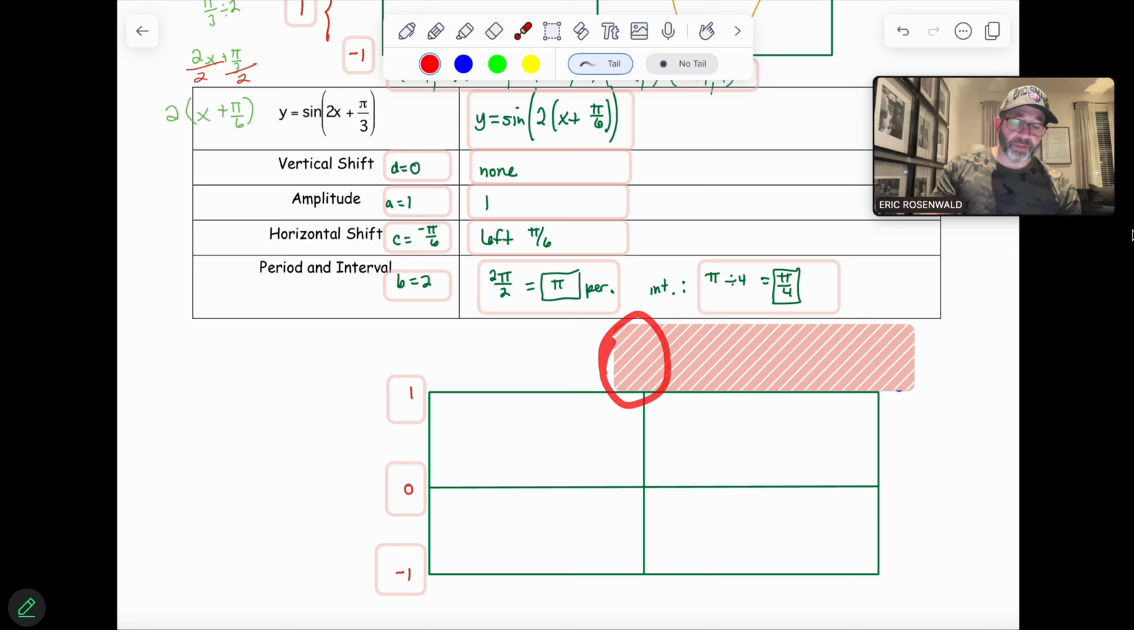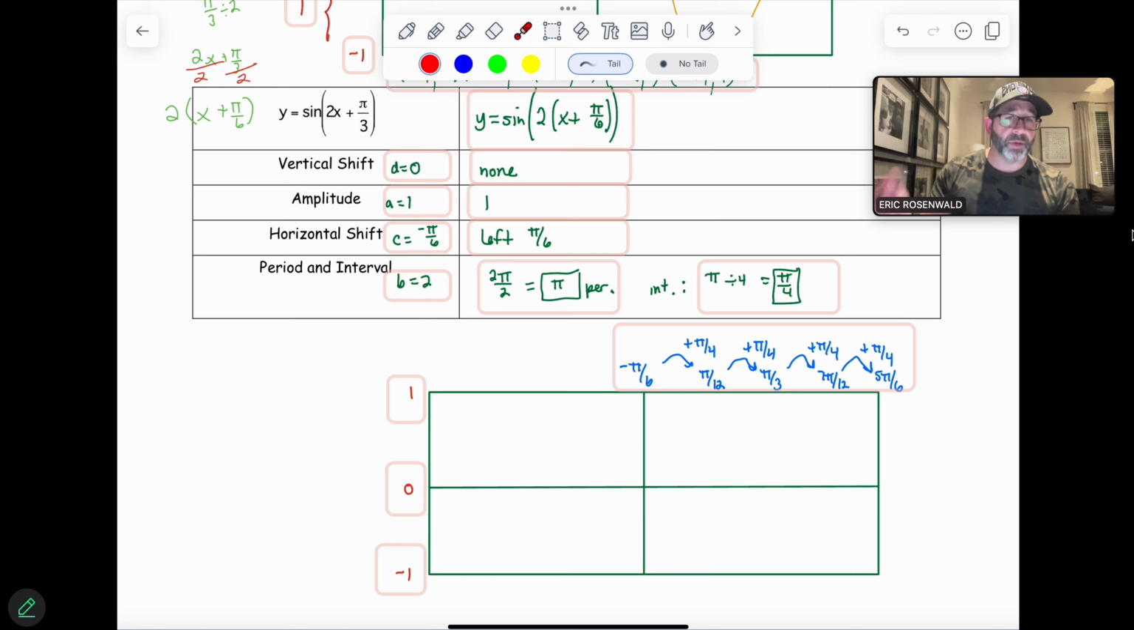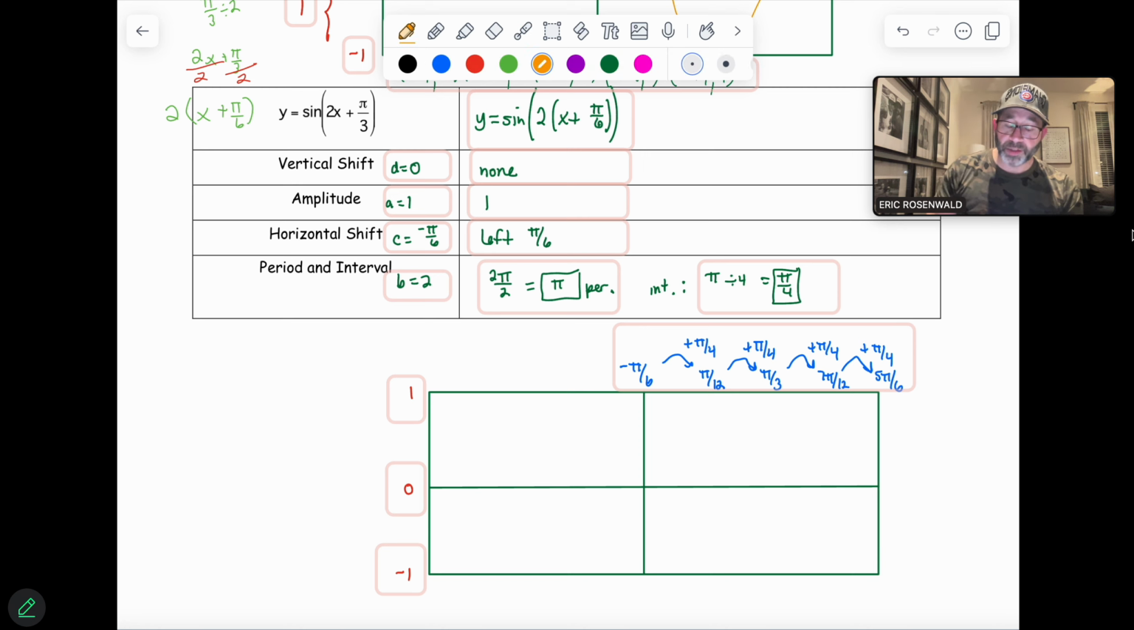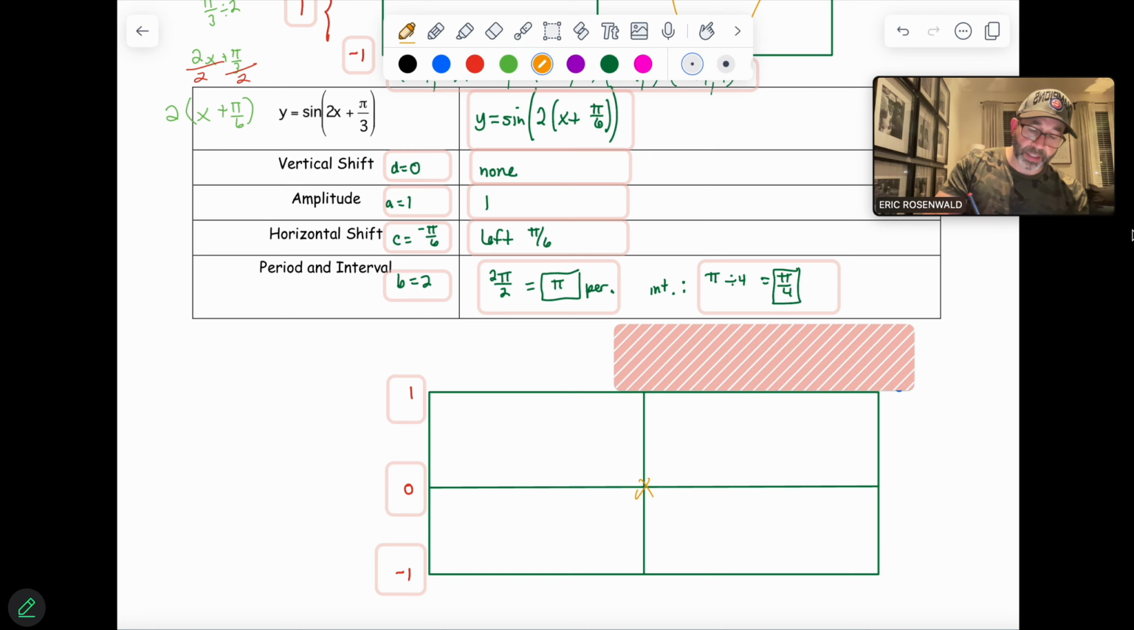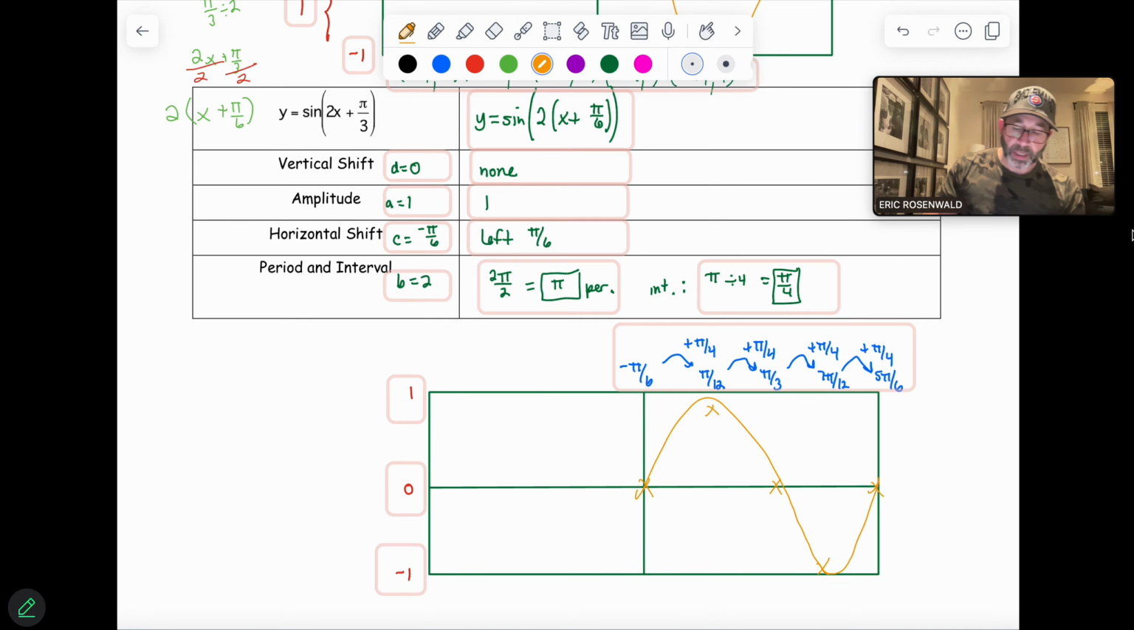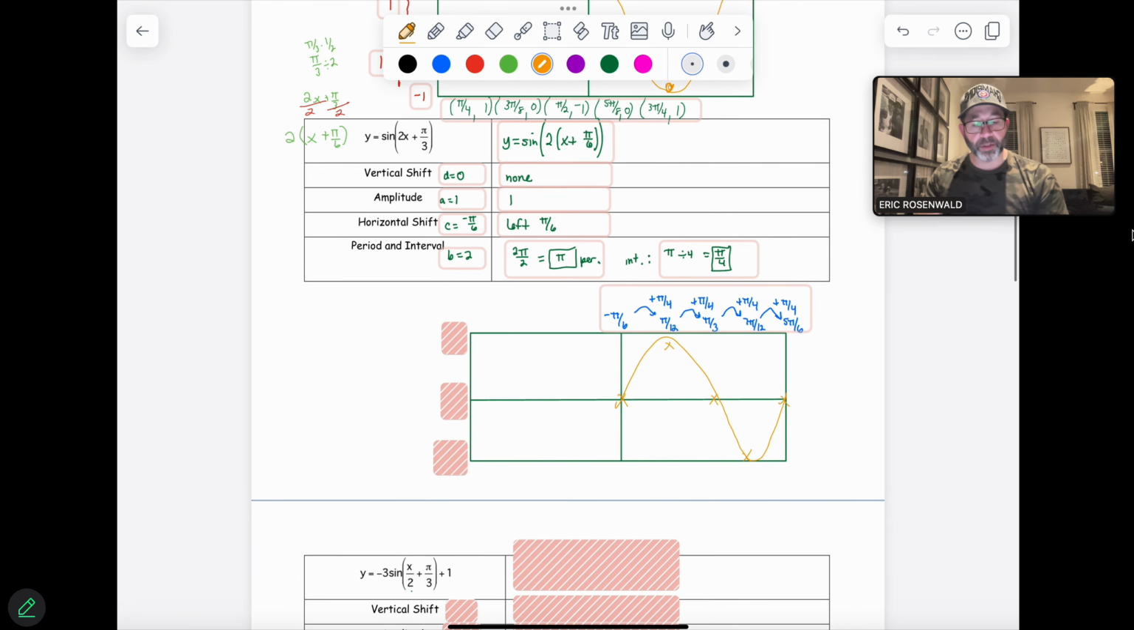My graph has shifted to the left pi over 6. So instead of us starting at 0, we're going to go to the left pi over 6, which means we're going to be at negative pi over 6. And we're going to be increasing by pi over 4 repeatedly to get my 5 values. And then let's go ahead and do the graph here. So to do the graph, it is a sine curve. So we've got a point here, here, here, here, and then back here. So we got the curve that looks like this. And then you guys can figure out those 5 critical points.